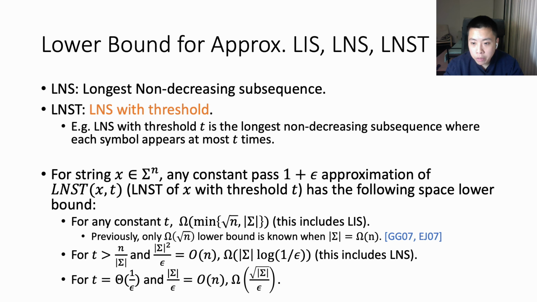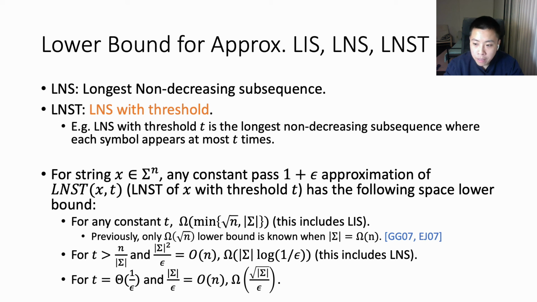In our paper, we also consider a variant of LIS, the longest non-decreasing subsequence with threshold. We call it LNST. For any number t, the LNST is the longest non-decreasing subsequence where each symbol appears at most t times. LNST can be viewed as a natural generalization of longest increasing subsequence and longest non-decreasing subsequence. When t equals 1, LNST is the same as longest increasing subsequence. And when t equals n, LNST is the same as longest non-decreasing subsequence. We obtain the following lower bounds for approximating LNST.